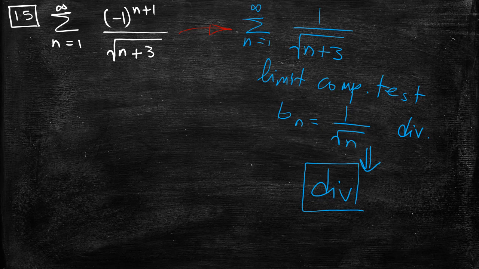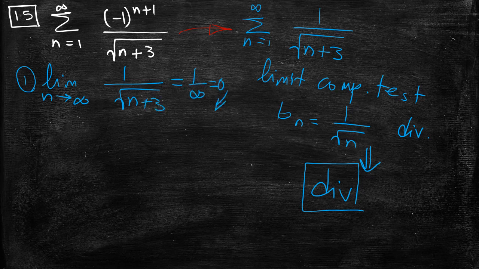If it's divergent, we have two conditions. The first condition, we need to get the limit as n approaches infinity of the positive series and check the value of this limit, which is 1 over infinity, which will be 0. So this is satisfied.